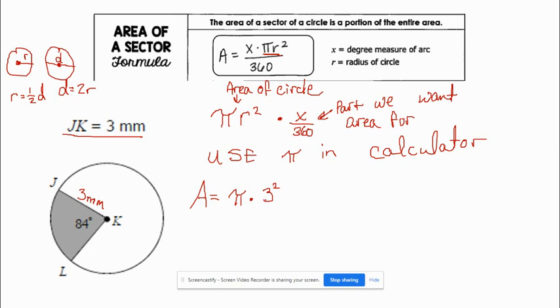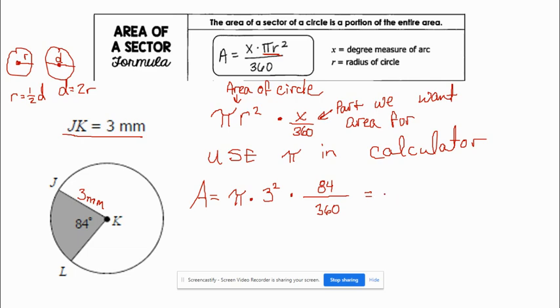All right, so now we're going to take this value and we're going to multiply it by the fraction that represents the circle. Every circle has 360 degrees inside of it. So to solve this, we're going to take the degree measure of the arc, the 84. And so for this circle, we have 84 degrees out of the 360 total. Okay, so that fraction represents the piece of the circle that we want to find.